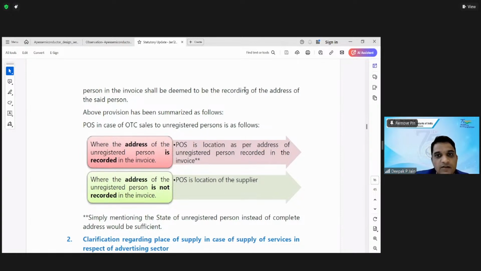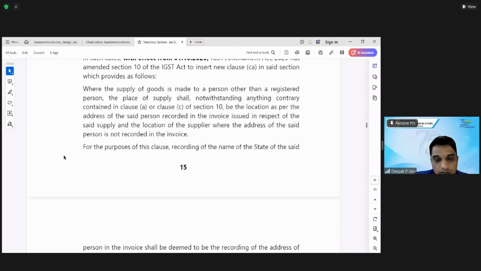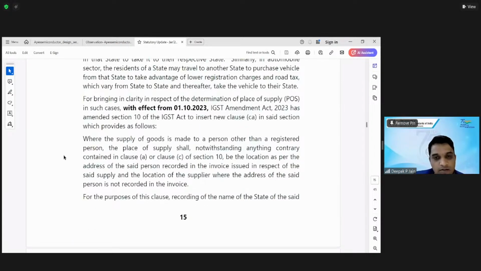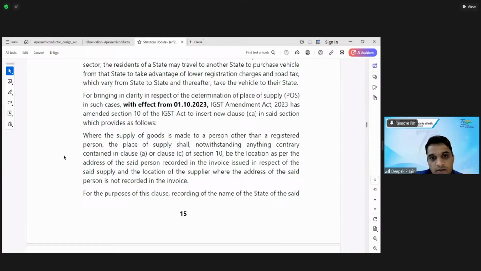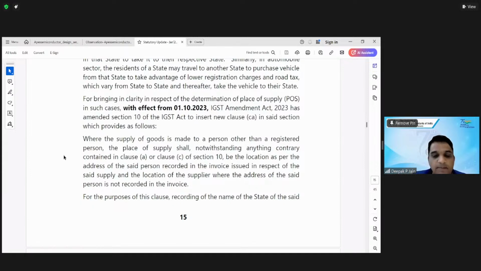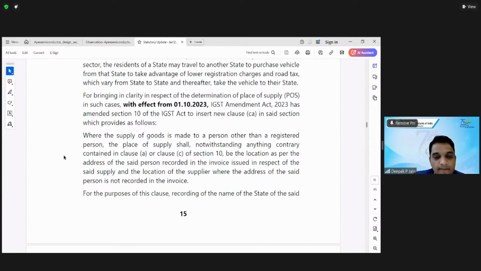Sir, is this rule only overriding section A and section C? Correct. The rest is all the same, because where there is installation and so on, there it will be the same. Okay sir, thank you sir.